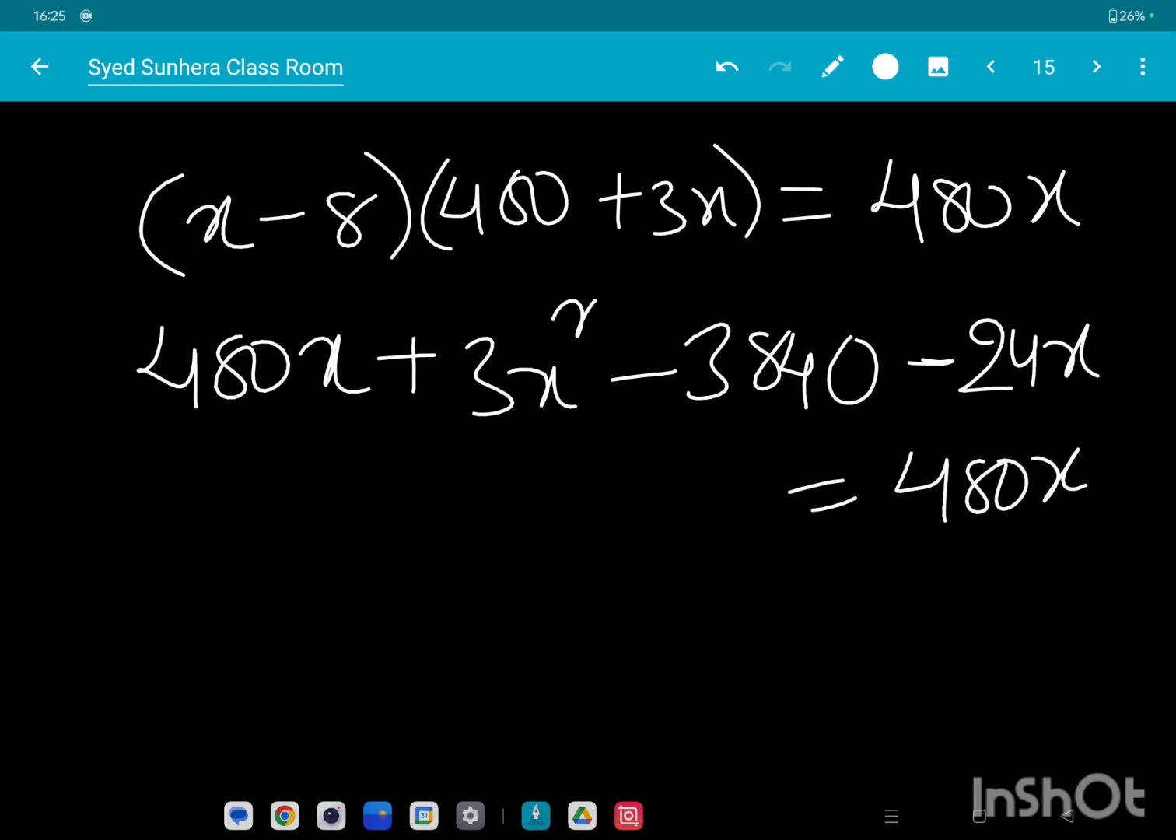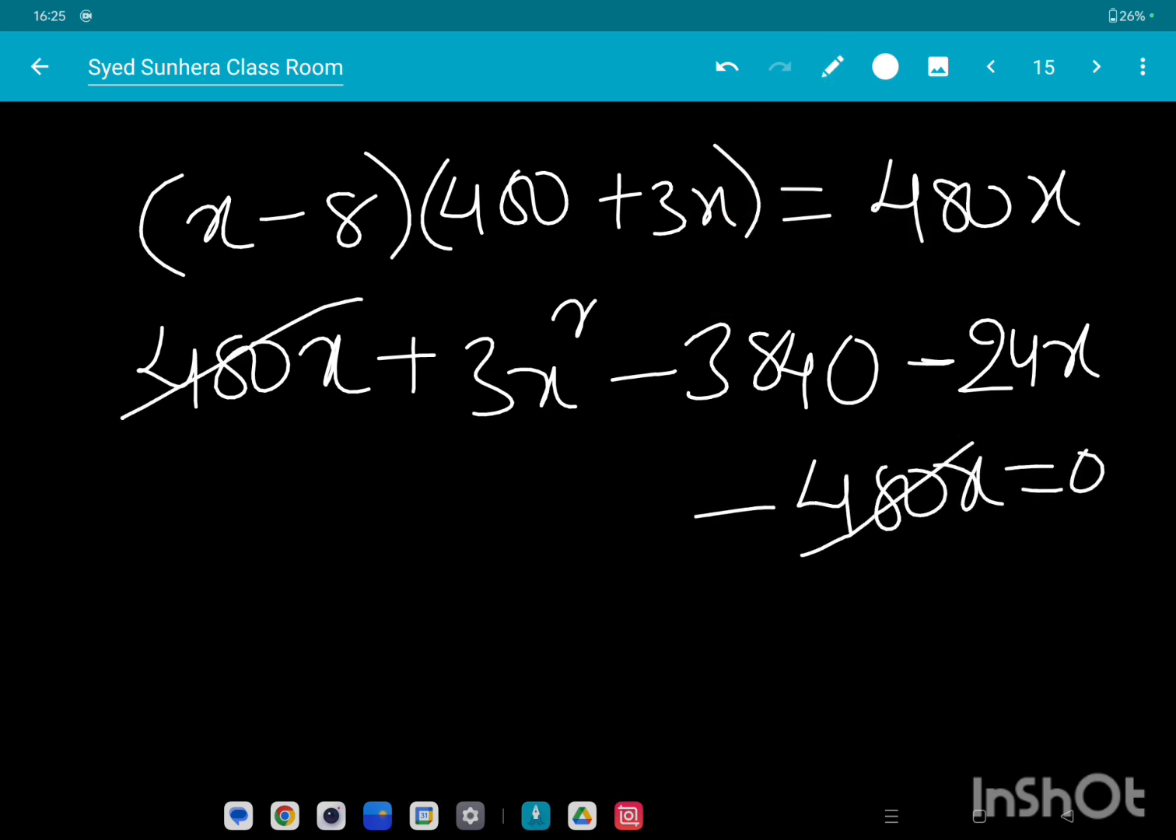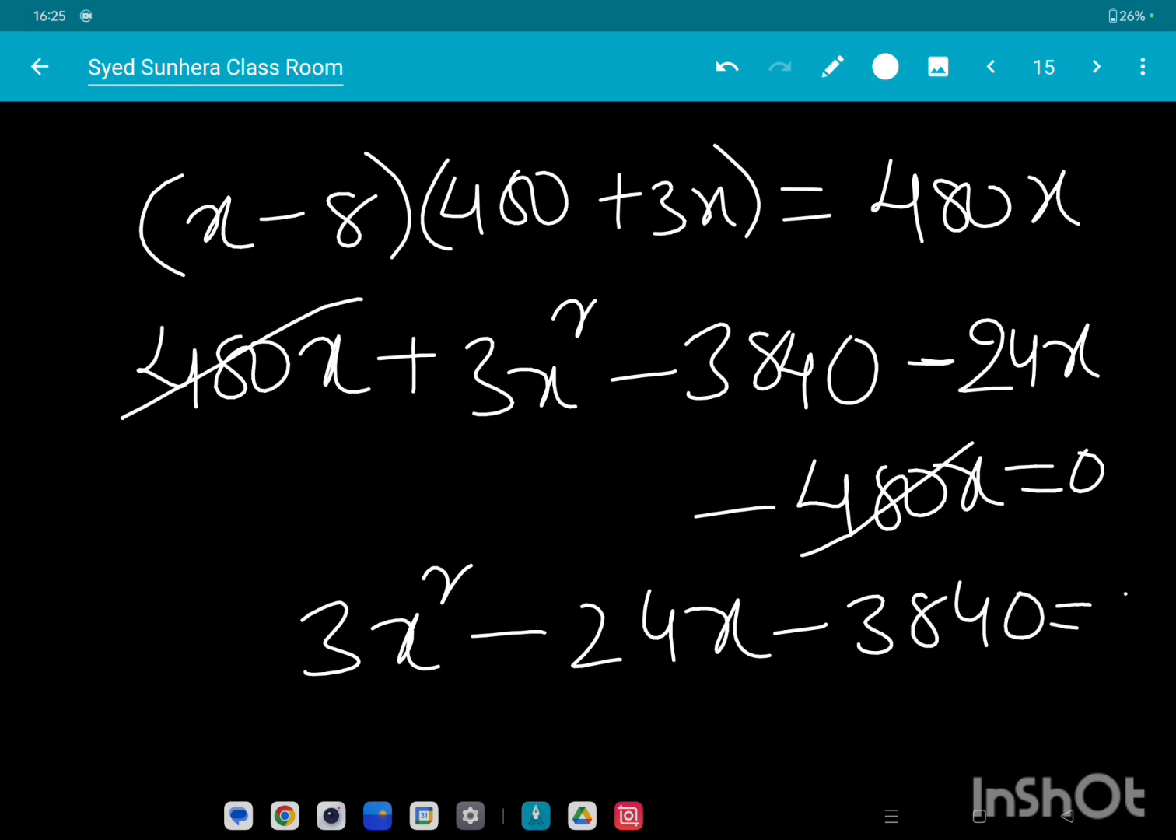Okay, we will write it directly here. Minus 480x is equal to 0. Here plus 480x minus 480x cancel. Finally, we will get 3x square minus 24x minus 3840 is equal to 0.